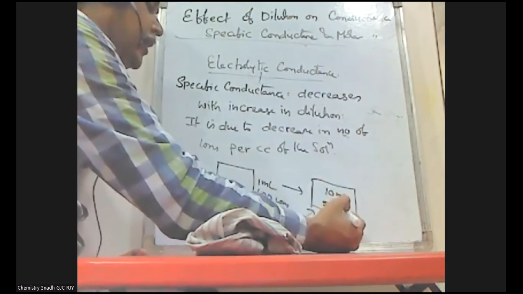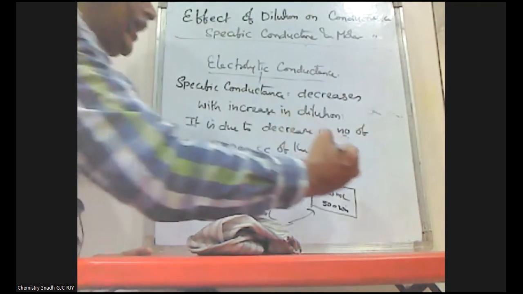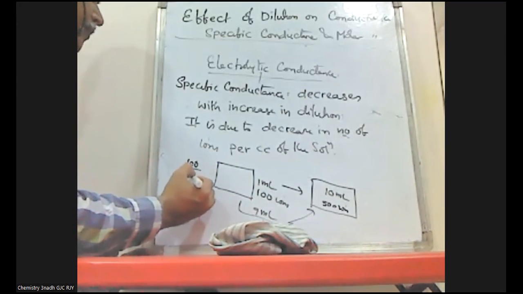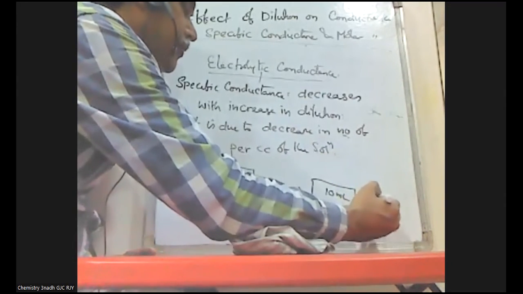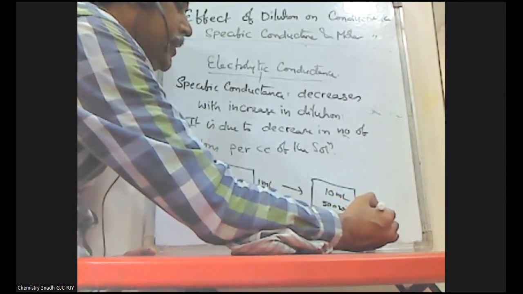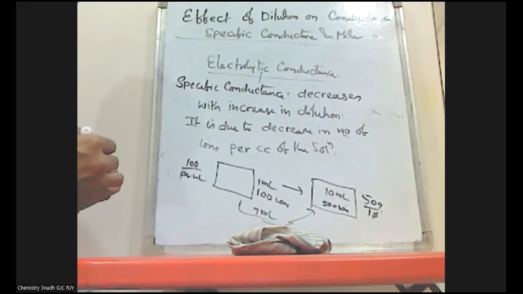500 ions are present in 10 ml. Now, what is the number of ions per ml? Here, 100 per ml. Here, what happens? 50 per ml. Right or not? 500 by 10. 500 ions are present in 10 ml. For 1 ml, how many ions are there? Only 50 ions are present.